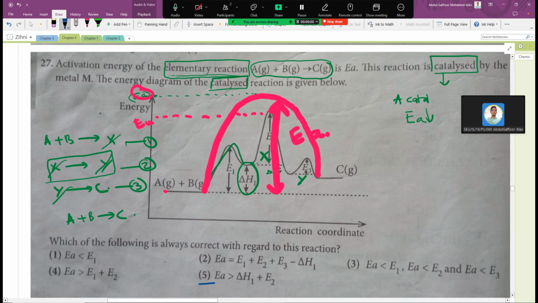Okay, so now we will check. Now you see this is the highest activation energy point after the catalyst was administered, right? But before that it should have been beyond this, E1 plus E2, right? So now you see this is the new activation energy, let's say EA1. That is the activation energy after the catalyst was administered to the reaction system. Now let me erase all this.